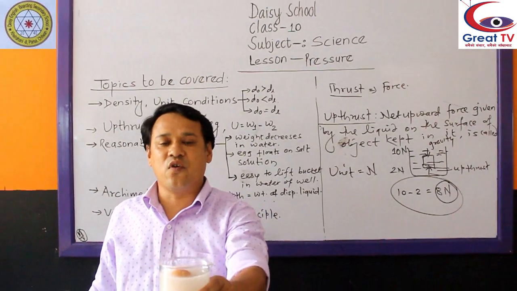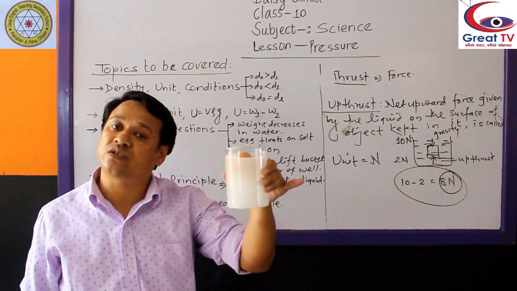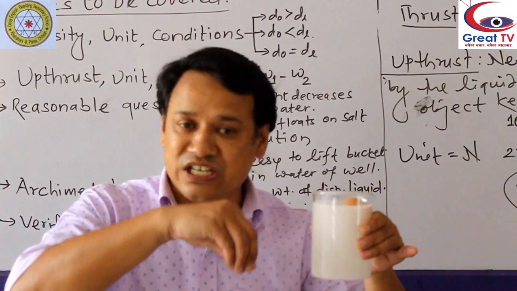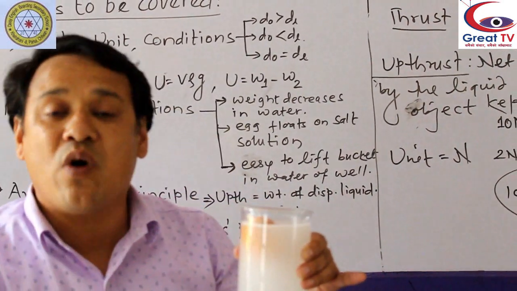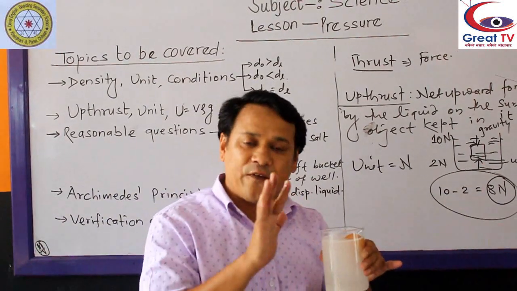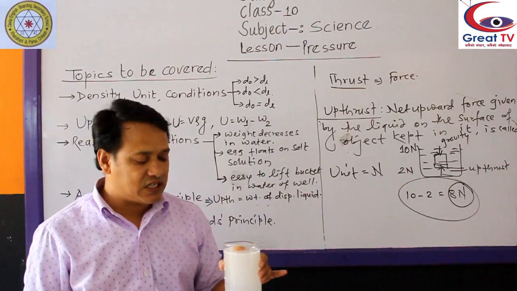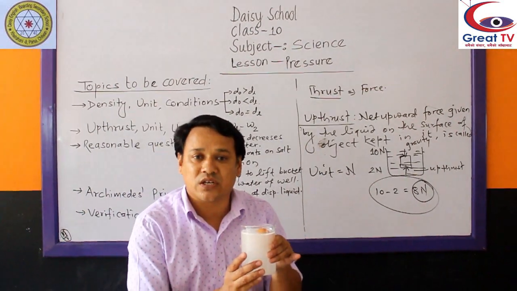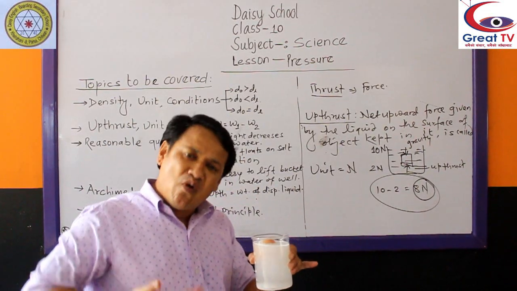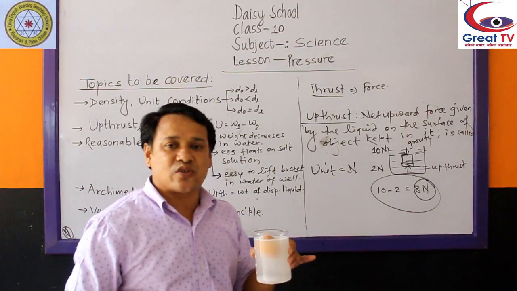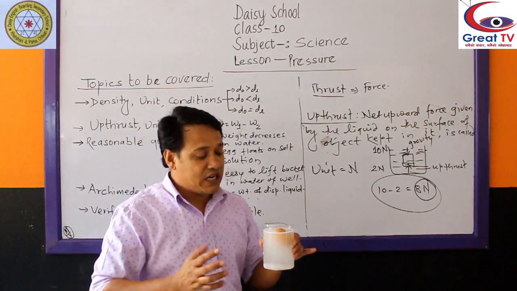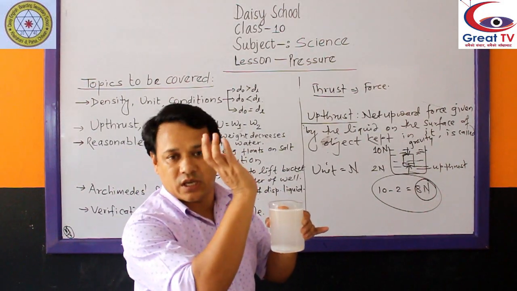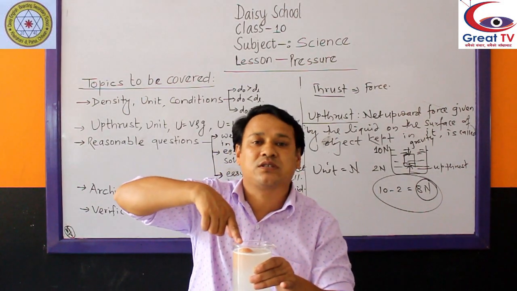So, egg floats on salt solution. Why? An egg sinks in pure water but floats on salt solution. Because the density of egg is more than pure water, that's why it sinks. But the density of salt solution is more than pure water, and it can give some more upthrust, more upward force, to the egg, because of which the egg floats on salt solution.